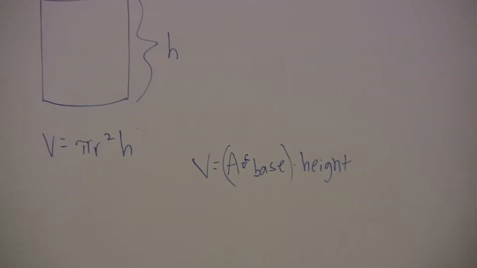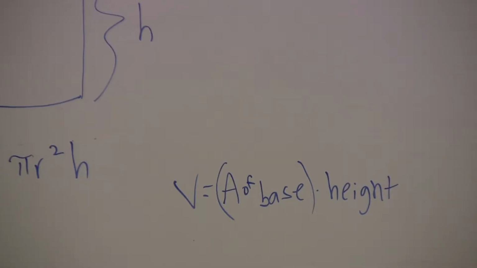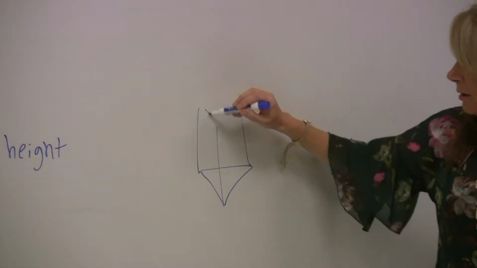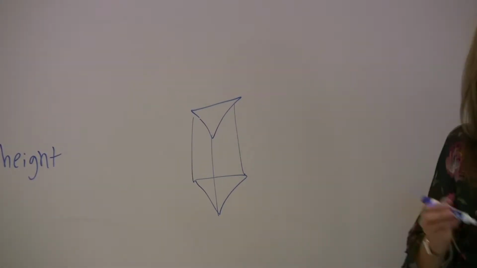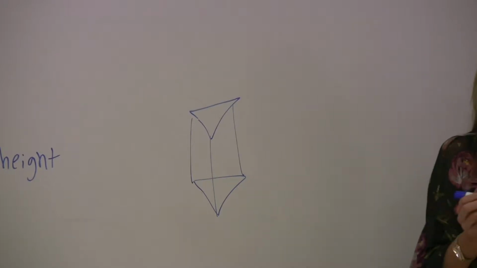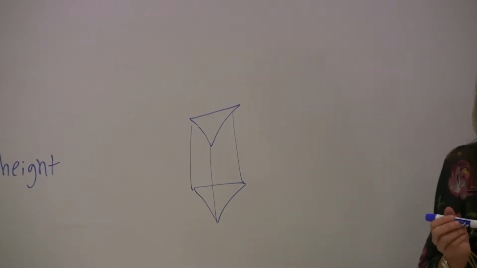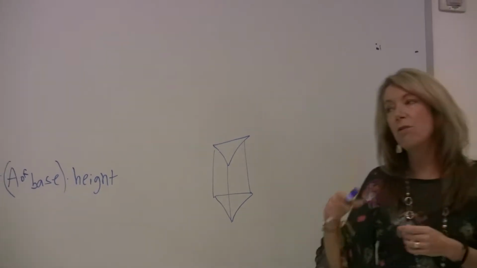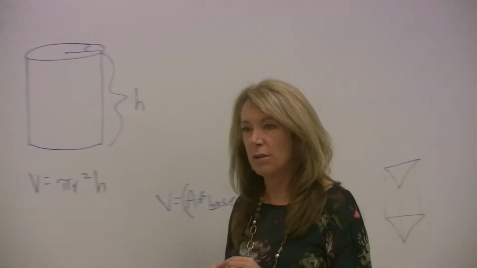So even if I had something that was, I can't draw this, like a triangle on the bottom, and then it went straight up, right? Oh dear. Pretend I can draw. That would be the area of the triangle times the height. Whatever's on the bottom times the height, if it goes straight up. And that's the whole point of what we're doing with solids of revolution.